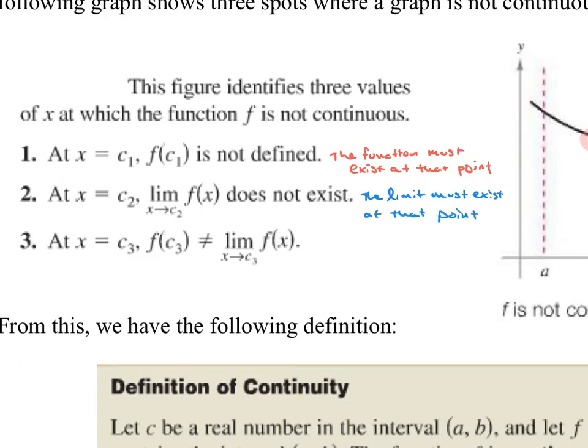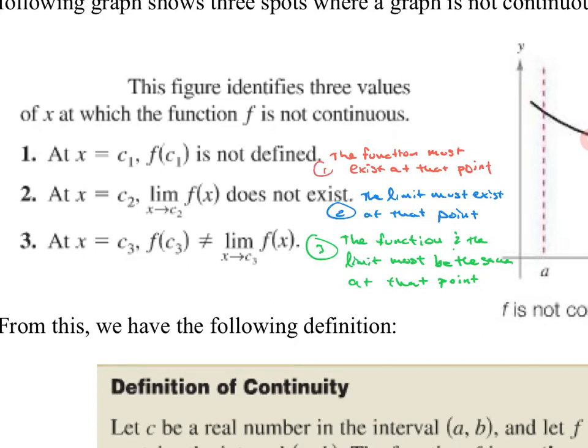And the third thing you need is that the function and the limit must be the same at that point. So those are the three things that we're looking for. The function must exist at that point, the limit must exist at that point, and those two things need to be the same. So if you were ever at a point where it says, is this function continuous or not? And you want to answer, no, it is not continuous, then you must cite one of those three reasons.